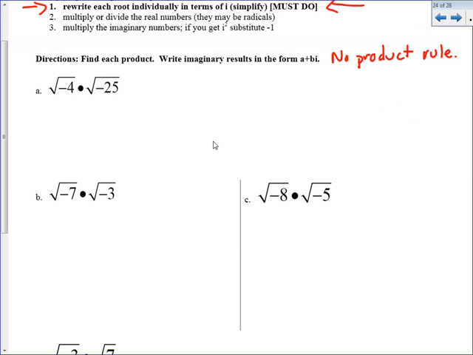Simplify them first. So what's the square root of negative 4? 2i. So you just take the square root of 4 and you put the i on the end. It comes from that negative 1 times 4, so this is 2i. The perfects are easy. You just take the regular square root and put an i on the end. So what's the square root of negative 25? 5i. So this is 2i times 5i. Okay, let me put the middle step in there.